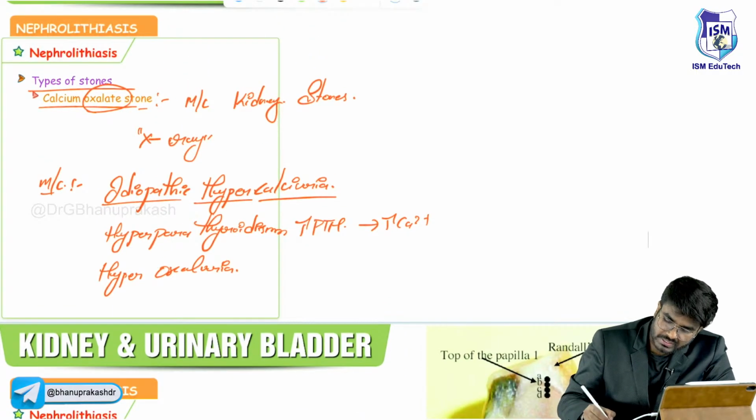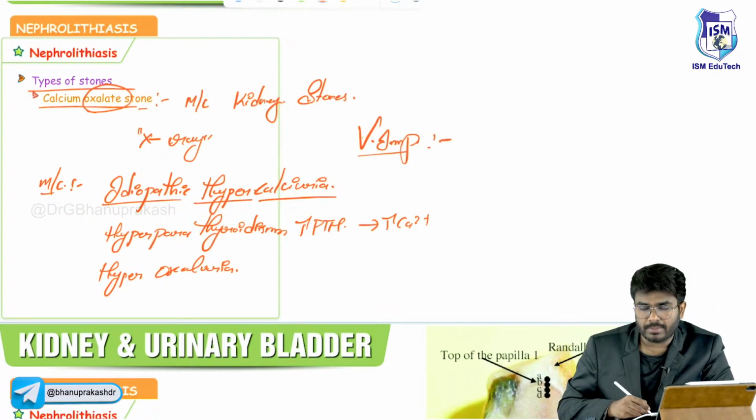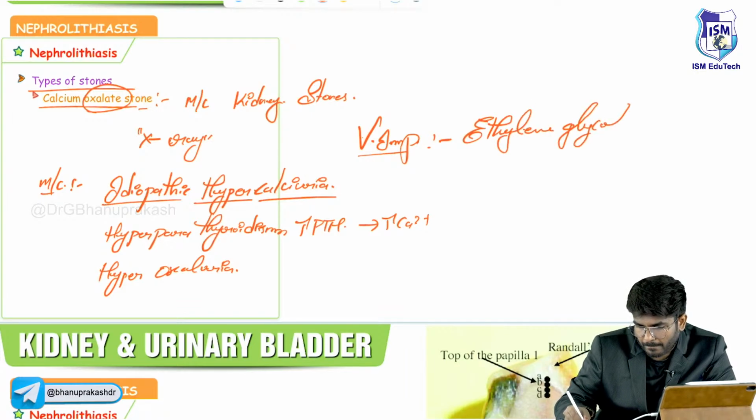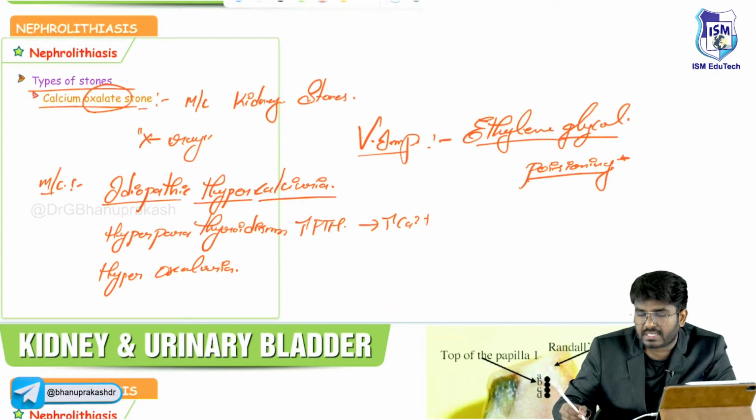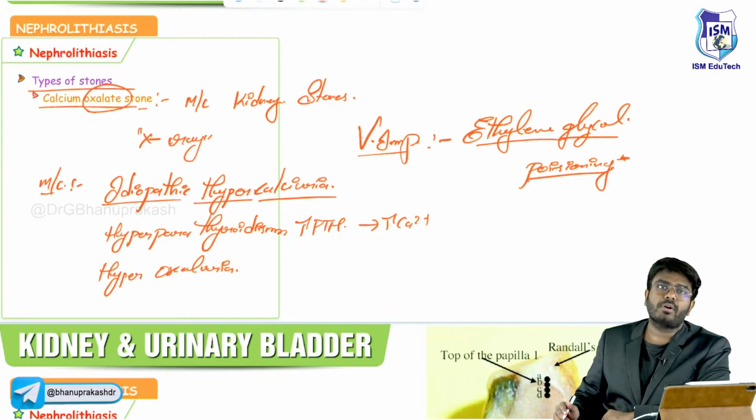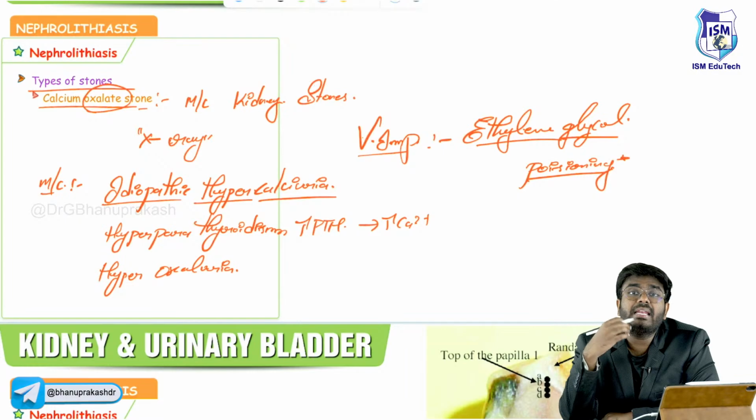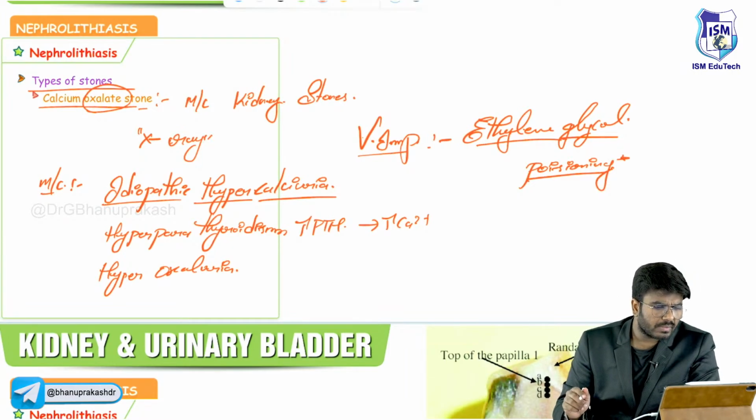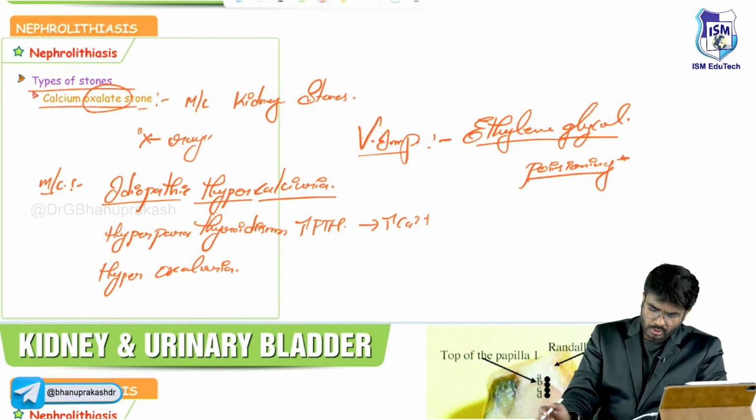An important point which I want you to know is very important. These calcium oxalate stones are seen after some poisoning. Which poisoning? Ethylene glycol poisoning. You will study this again in medicine as well as forensic. This topic will come. So whoever has this ethylene glycol poisoning can develop these renal stones, kidney stones.